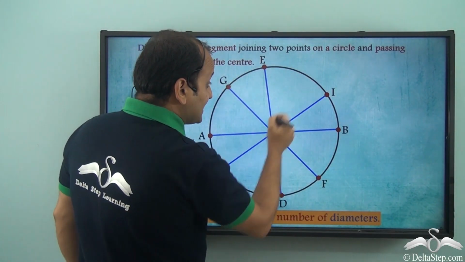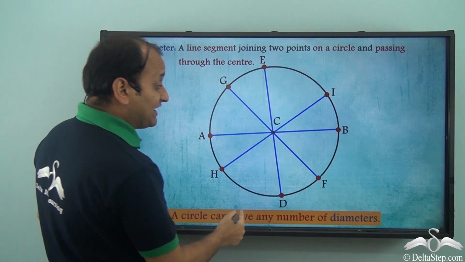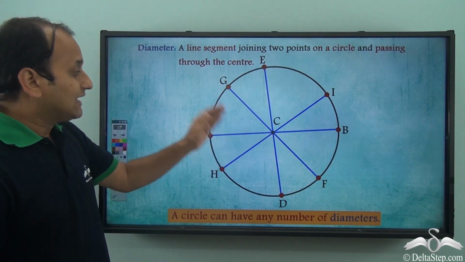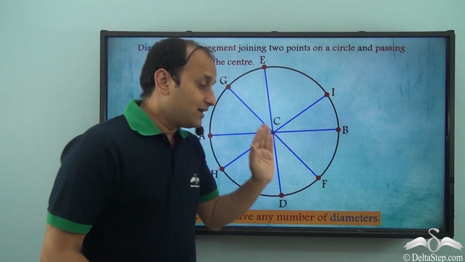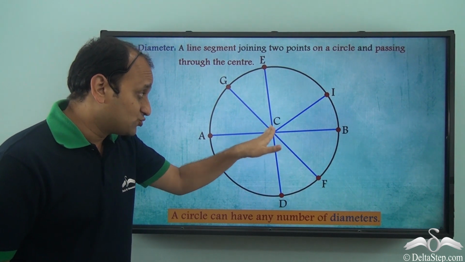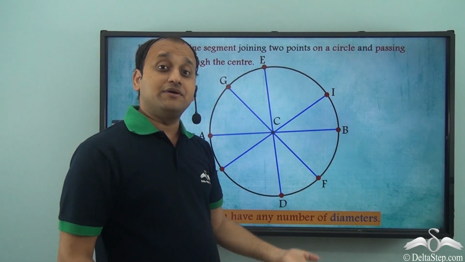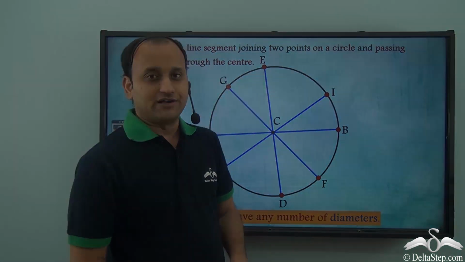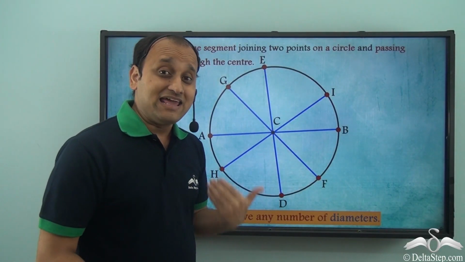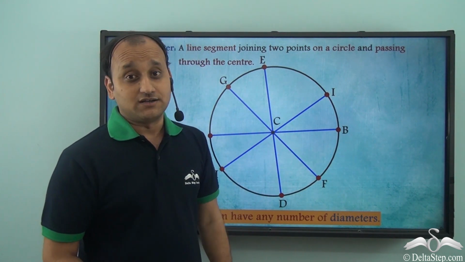So as long as you are joining opposite points on the same circle, it will be a diameter as long as it is passing through the center. So you can have any number of diameters in a circle, and that is a very important property of a circle.